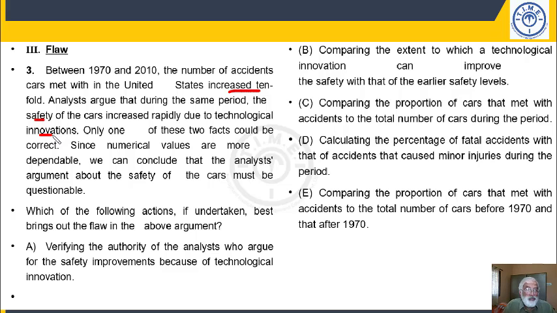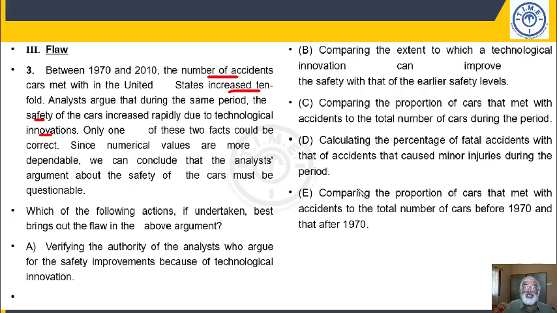total number of cars during that period, you need to look at the fractions, you need to look at the proportions. Then you would be able to demonstrate that there is a flaw in this argument. Fine. Calculating the percentage of fatal accidents. No, we did not talk about fatal accidents here. We talk about accidents. Now, fatal accidents are those that cause death. That's not the discussion over here.